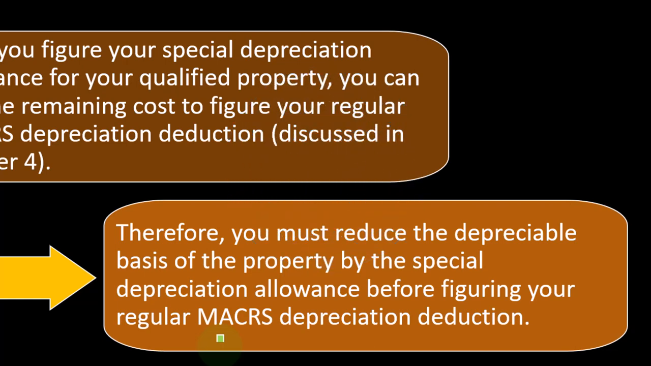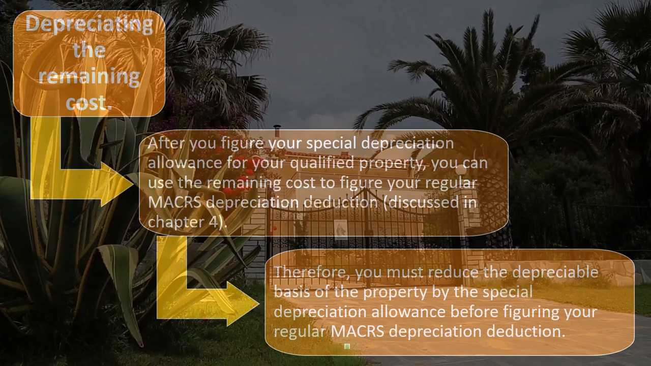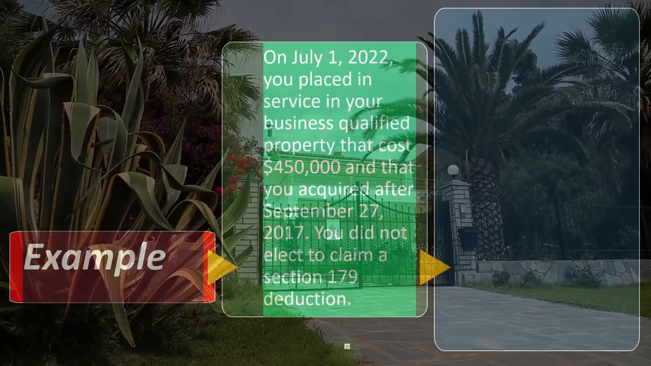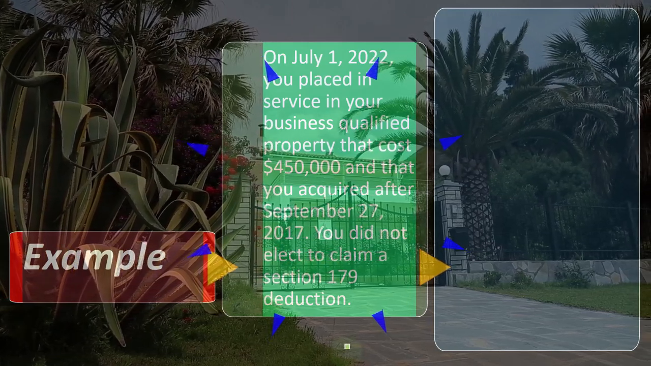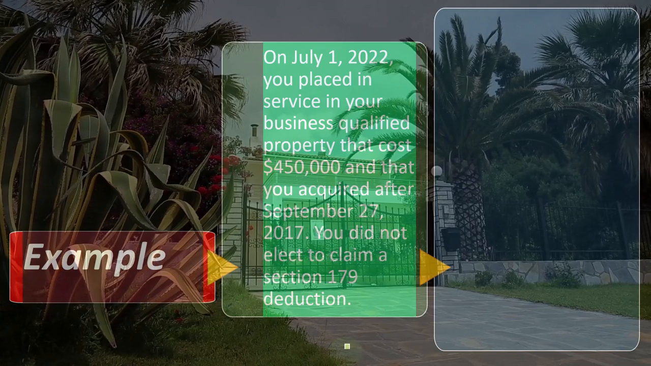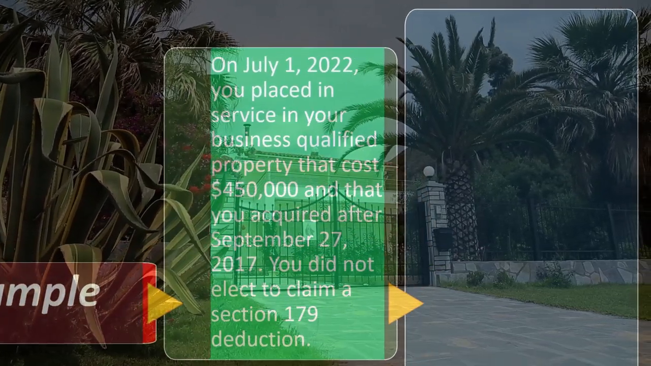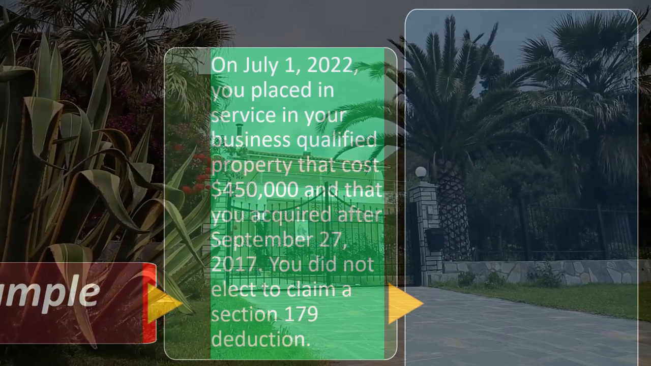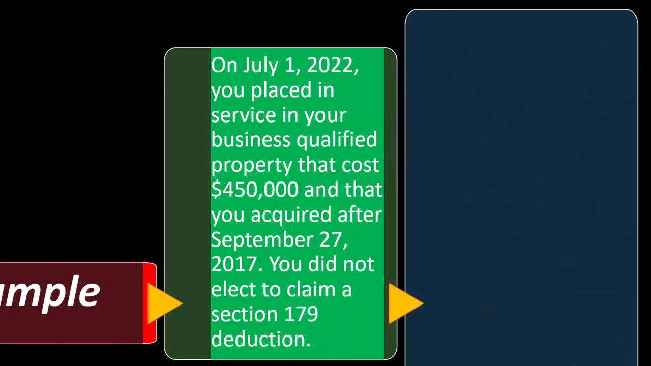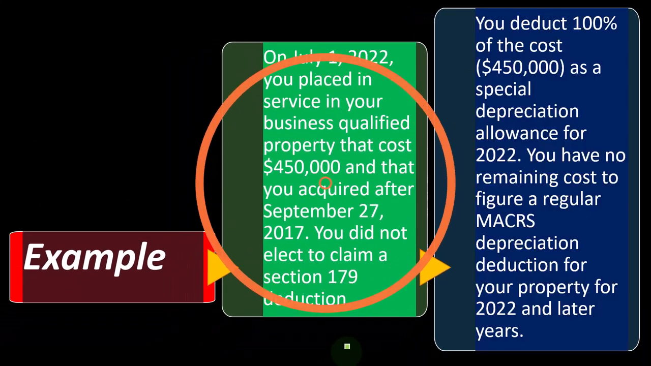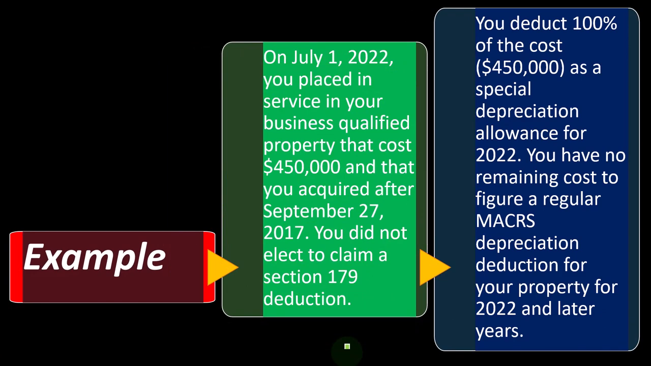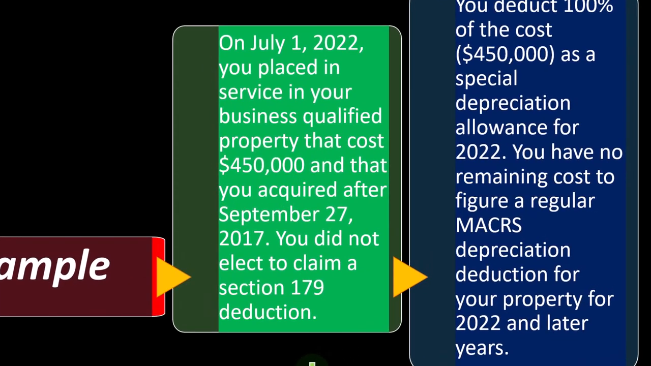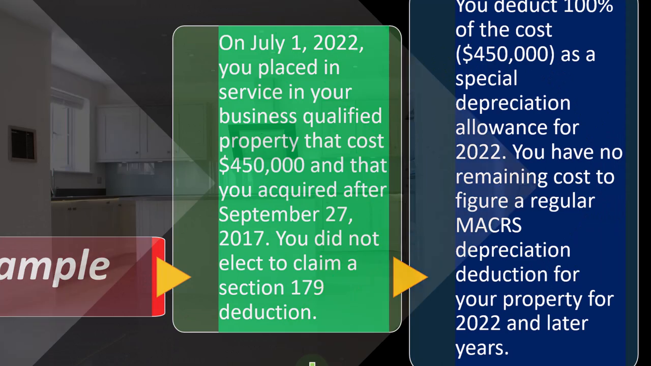So once again, you must reduce the depreciable basis of the property by the special depreciation allowance before figuring your regular MACRS depreciation deduction. Example, on July 1st, 2022, you place in service in your business qualified property that cost $450,000 and that you acquired after September 27, 2017. You did not elect to claim a Section 179 deduction. So we're not going to muddy up the waters with the 179. So you deduct 100% of the cost, $450,000, as special depreciation allowance for 2022. You have no remaining cost to figure a regular MACRS depreciation deduction for your property for 2022 and later years.